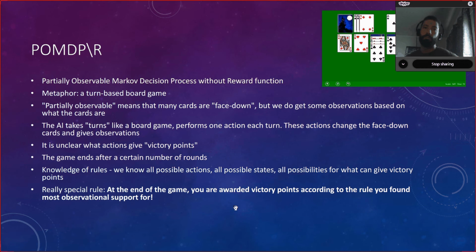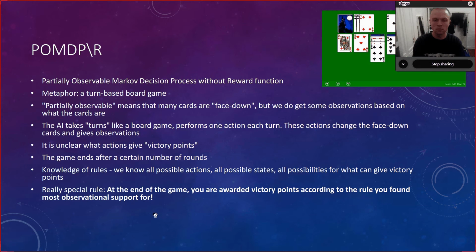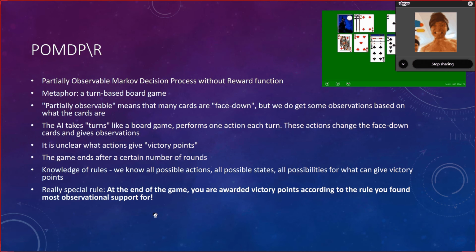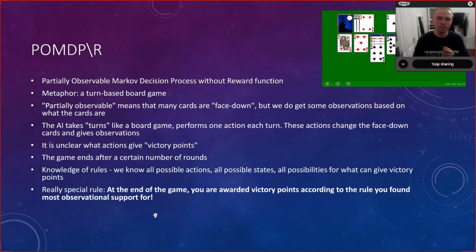And there is one really special rule, and that's the one on the bottom, which you should be keenly aware of. At the end of the game, you are awarded victory points according to the rule you found the most observational support for. So that's a very strange thing to have in a board game. I'm not aware of any board games that has such a rule. But that's the key thing that makes this inverse reinforcement learning problem difficult.